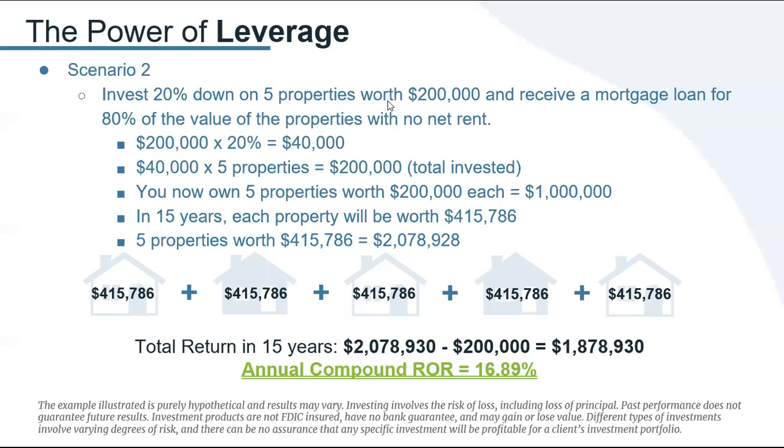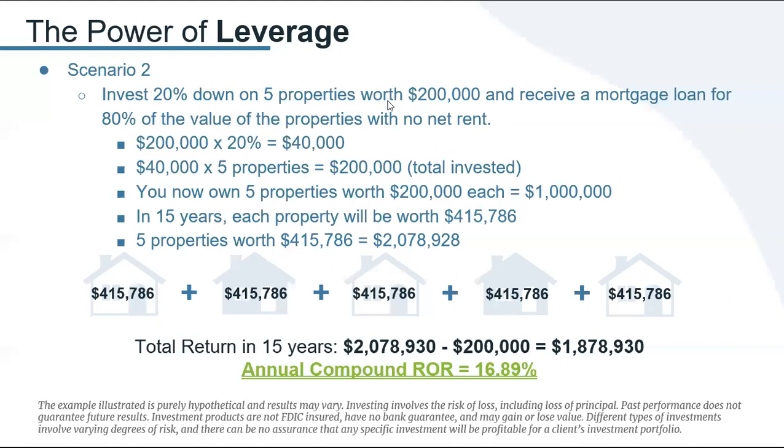In the second scenario, Jim's going to take that same $200,000 that he's investing into one property, but now he's going to put 20% down on 5 properties. They're all worth $200,000. We're going to make that assumption. So 20% of 200,000 is 40,000. 40,000 times 5 is 200,000. So he's going to be able to buy 5 properties with his $200,000, and for the remaining 80%, he's going to get a mortgage. So he's going to get loans for that 80% of the remaining value. So he now owns 5 properties worth $200,000 each, which is $1 million.